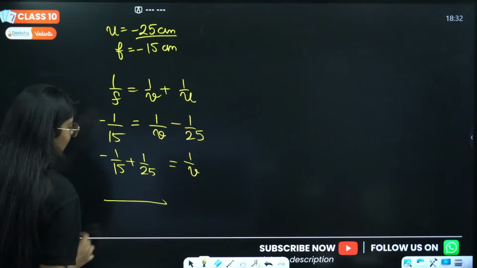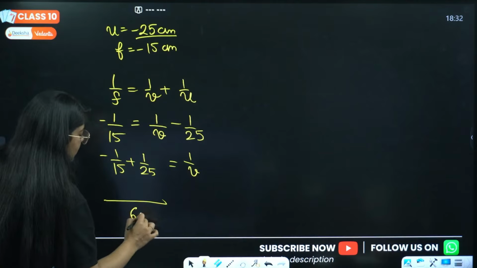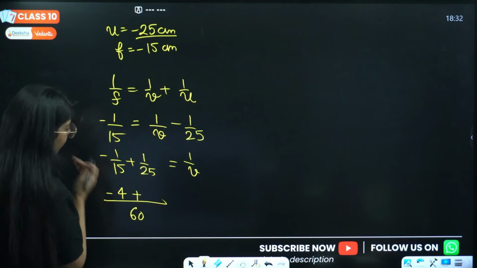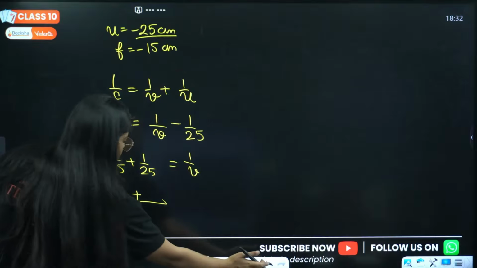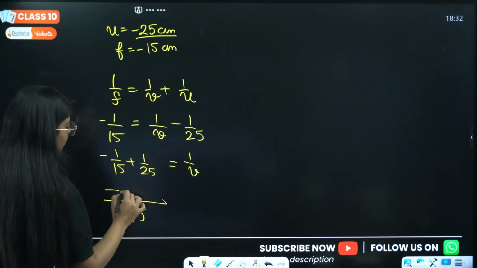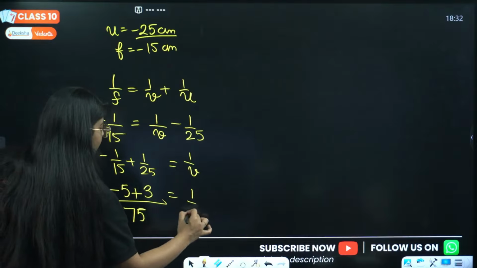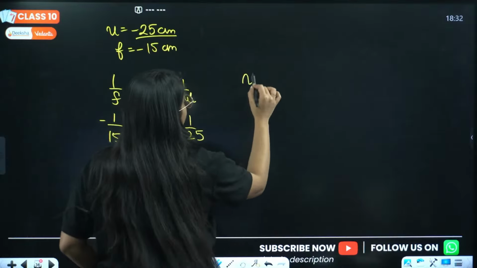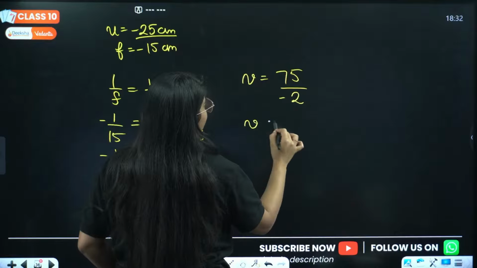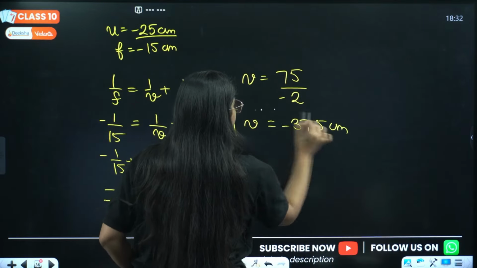As we take the LCM, this is 60. So minus 4 plus 25. No, the LCM is wrong. The LCM will be 75. So this will be minus 5 plus 3, and that will be 1 by v. So v is 75 divided by minus 2. So v will be minus 37.5 centimeter. Understood?